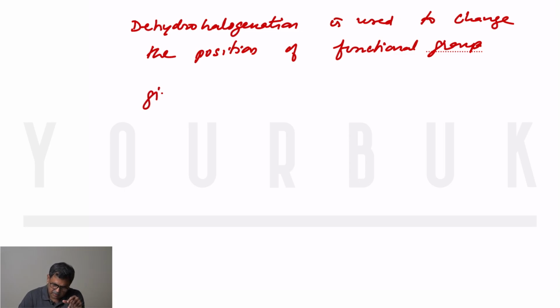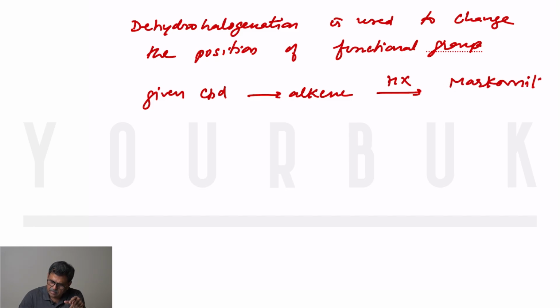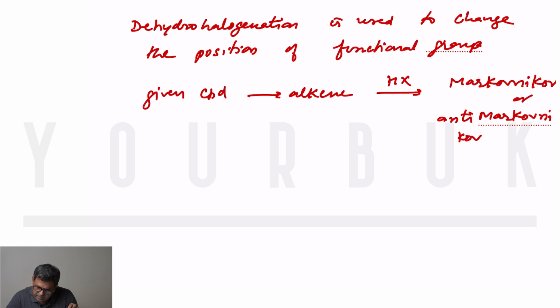The given compound, first you change this into alkene, and after that you add HX according to Markovnikov's rule or anti-Markovnikov rule depending upon the conversion given. So we'll discuss two examples now.